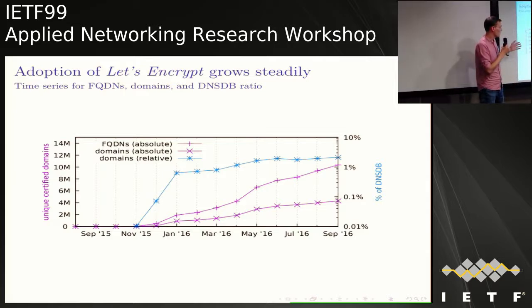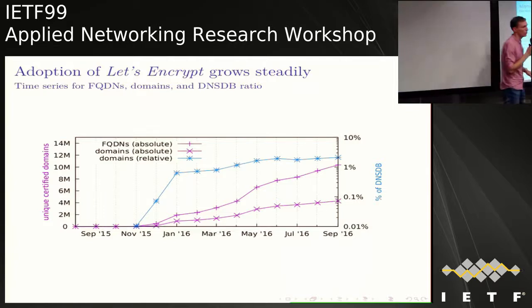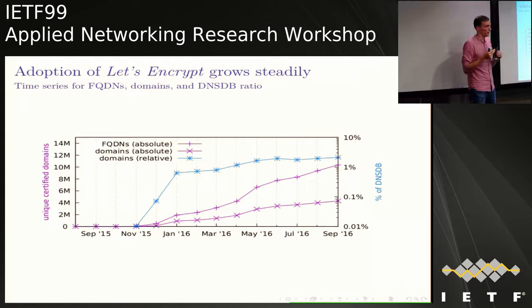You can get relative numbers if you compare it with all known domains worldwide as found in this passive DNS data set. And what you then get is that 2% of all domains worldwide as contained in this data set have at least one certificate issued by Let's Encrypt. And then you can really see why this is a big thing, because 2% in a year is pretty nice. So that's just the raw numbers.